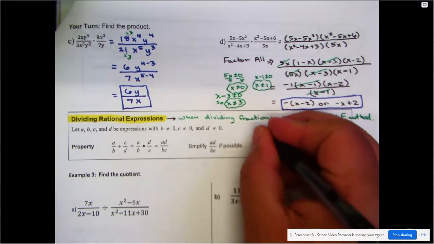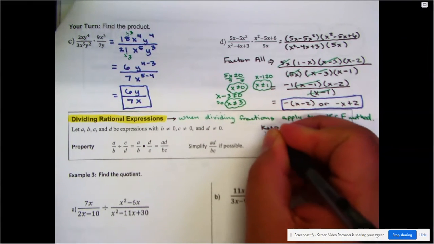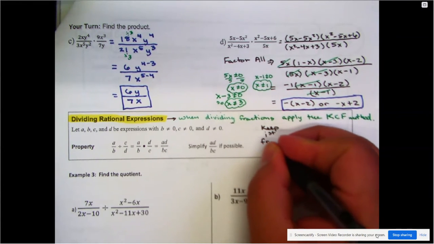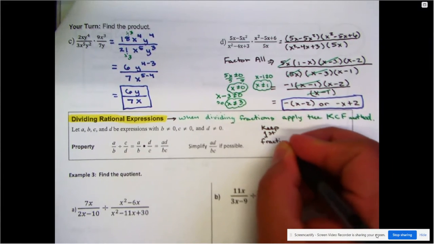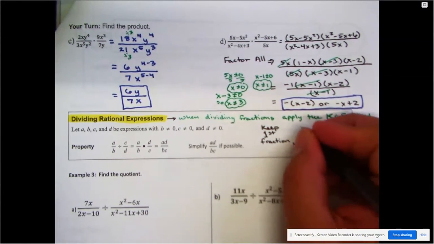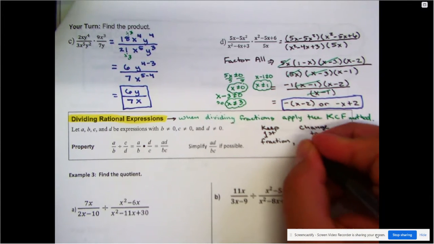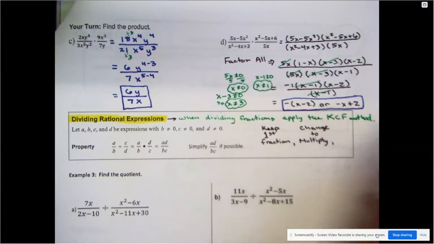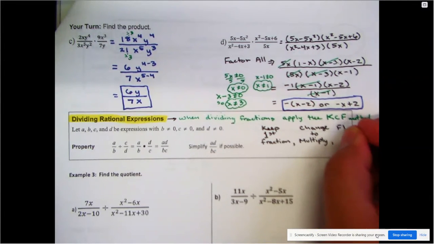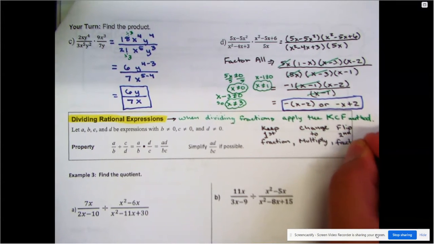Instead, we keep the first fraction. So we keep the first fraction. We change, that's what the C is for, we change to multiplication. I'm just going to say to multiply. And the F stands for we flip the second fraction. So that's the process there.